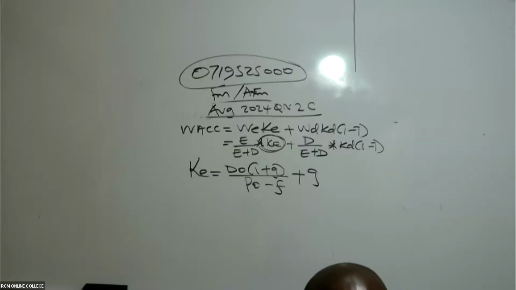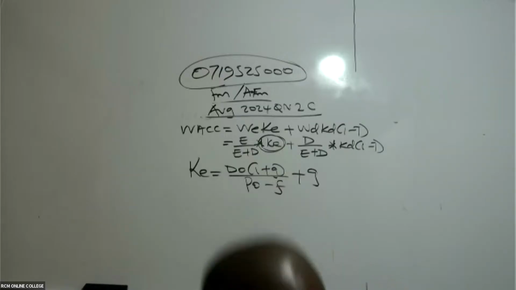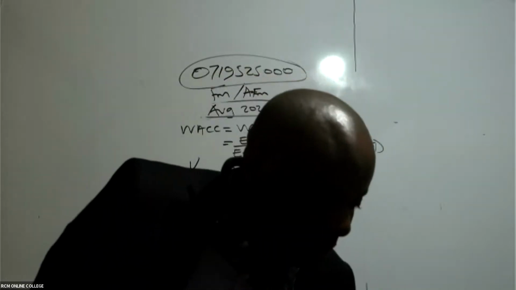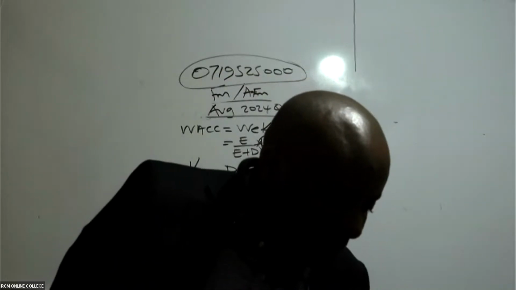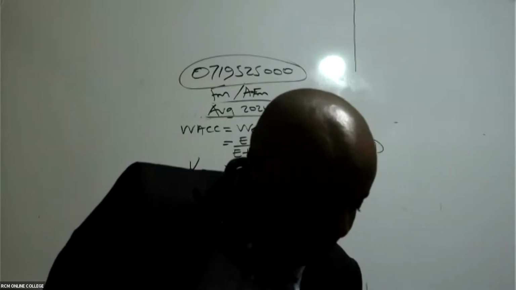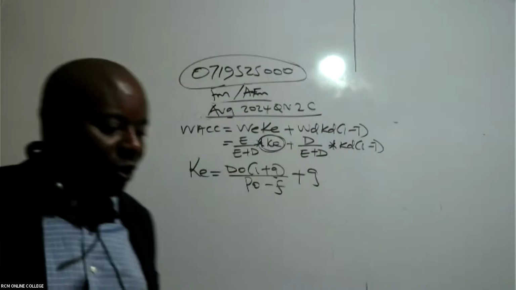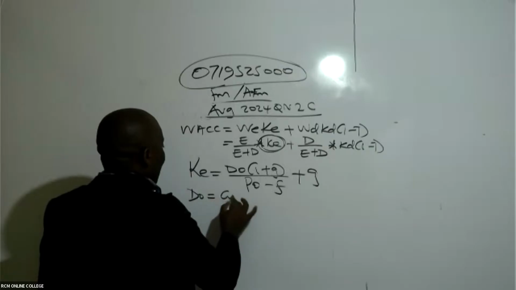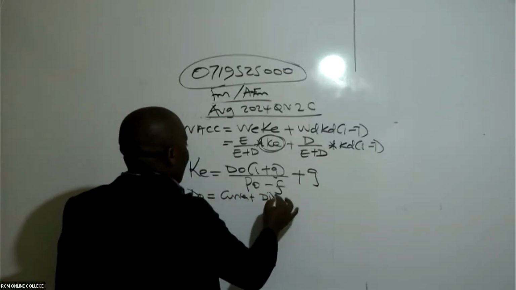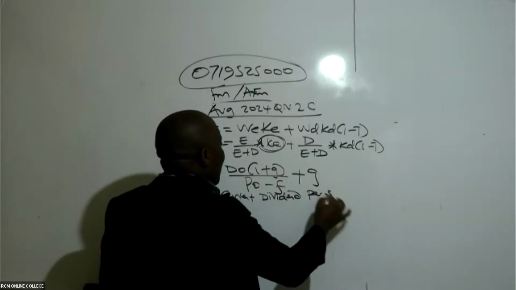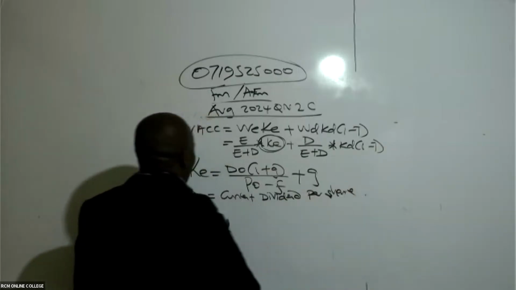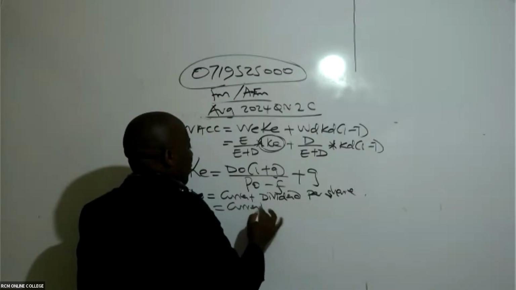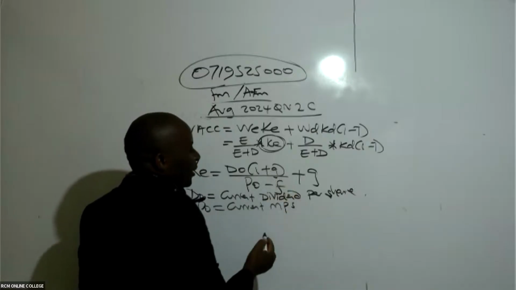KE is cost of equity. D0 is current dividend per share. Please write this in full. D0 is current dividend per share. P0 is current price, current market price per share.